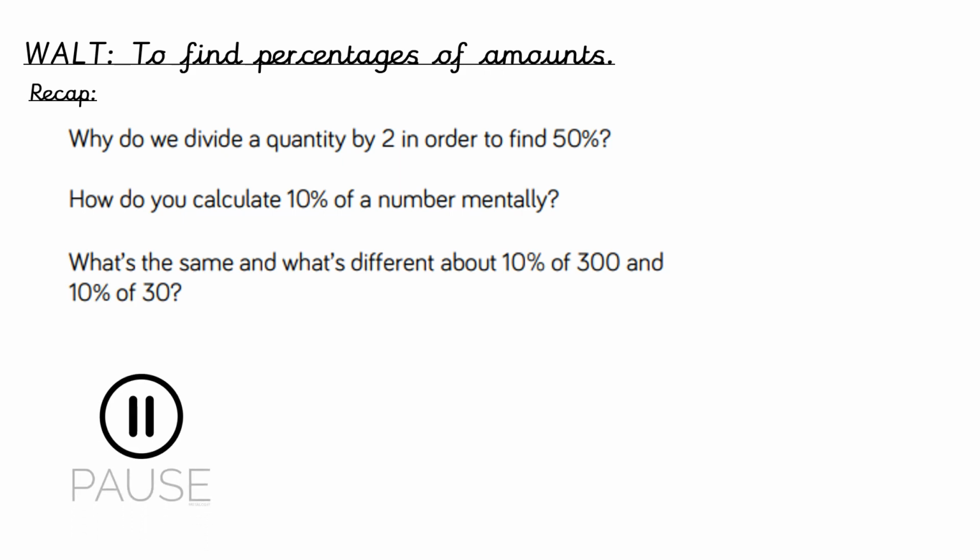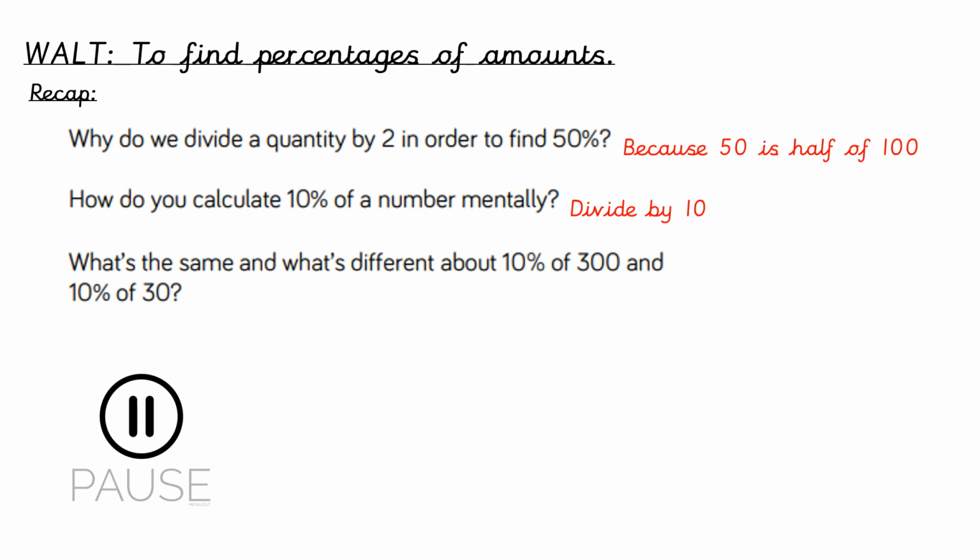So why do we divide a quantity by 2 in order to find 50%? Well, that's because 50 is half of 100, and to find half of something we divide it by 2. How do you calculate 10% of a number mentally? Well, 10% is the same as 10 over 100 or 1/10, and when we're finding 1/10 of something we divide it by 10.